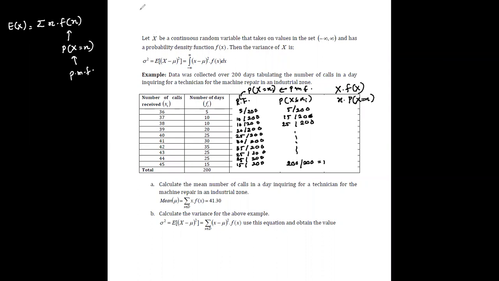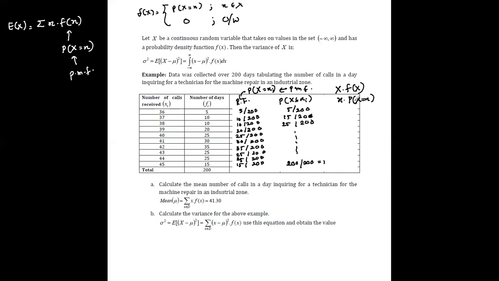It is because we have defined that f(x) equals P(X = x) for x belonging to the set X, or else 0 otherwise. Since we have done it this way, instead of f(x), we can use this quantity. Then, our x is 36, so 36 is multiplied with this quantity. Likewise, you have to obtain this column.